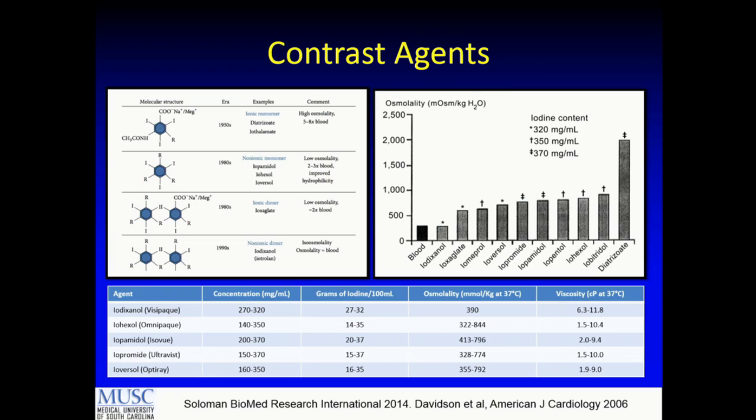So these are the contrast agents that we're talking about. You can see in the 1950s, we used predominantly high osmolar contrast, and then in the 80s and 90s developed low osmolar contrast, and subsequently in the 90s, iso-osmolar contrast. The panel on the right basically just shows the osmolality of each contrast agent in comparison to blood.